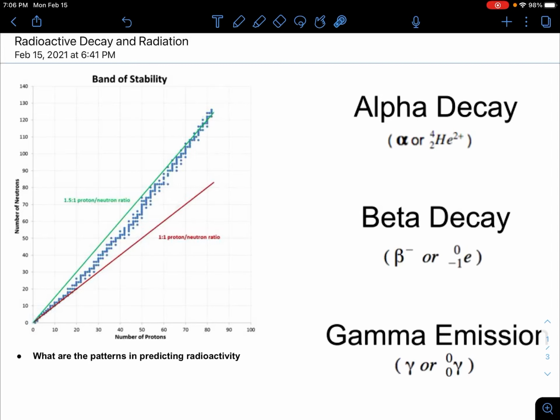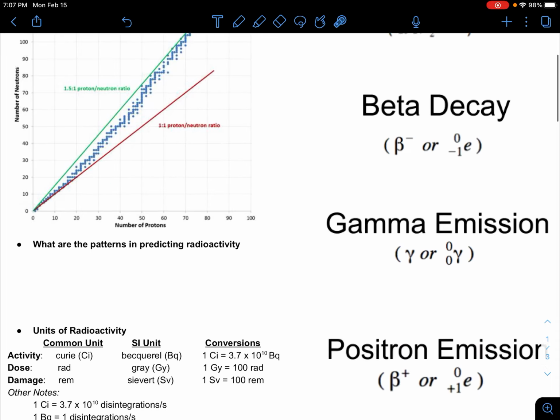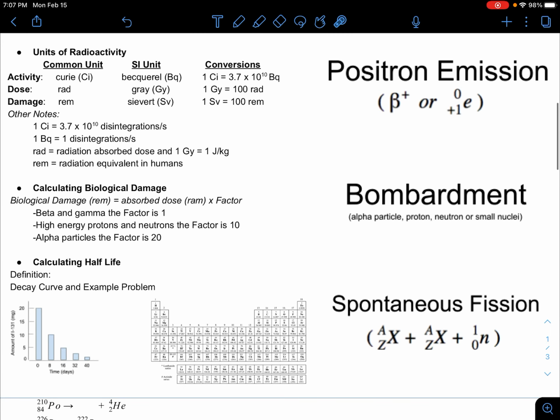In this video, I'm going to go over alpha decay, which is one of the possible radioactive decay types for a radioisotope, or any isotope of an element that will radioactively decay because it has an unstable nuclei. I will also go over beta decay, gamma emission, and the other types of positron bombardment and spontaneous fission that are on this set of notes.